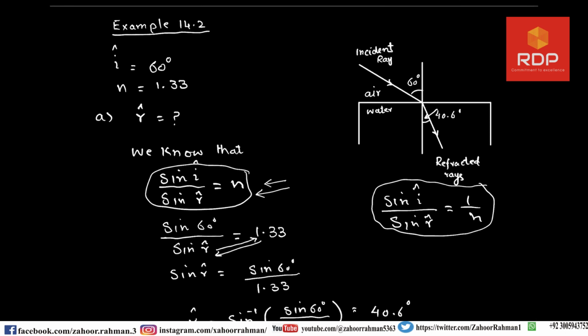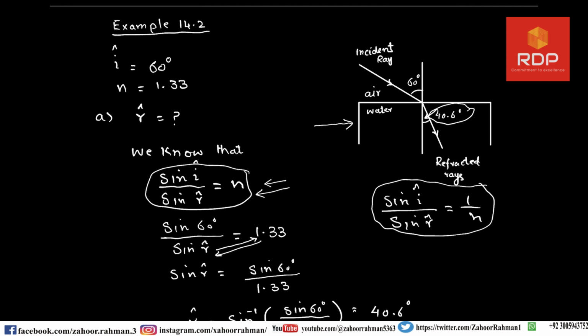Ladies and gentlemen, now let us think about the reverse process. The reverse process is asking: can we get 60 degrees again if we are reversing the situation? But before that, this is the complete diagram in which we got this 40.6. That was part 2.